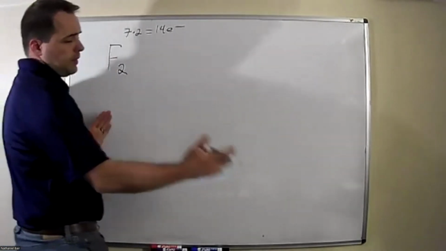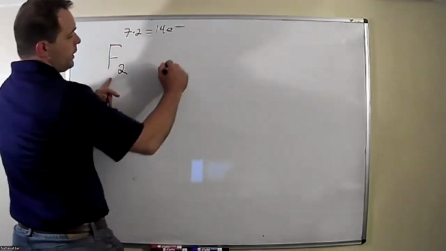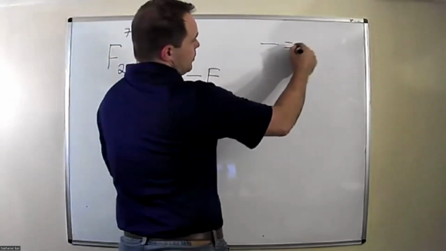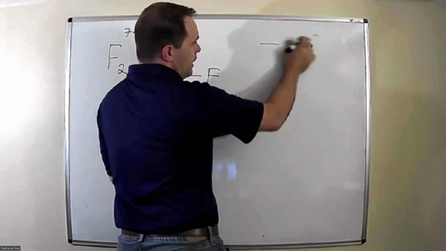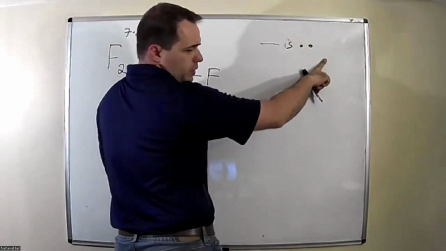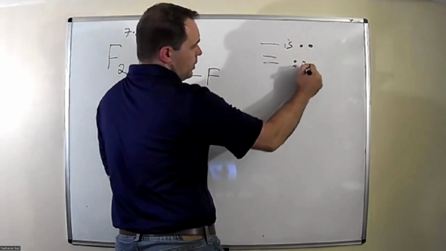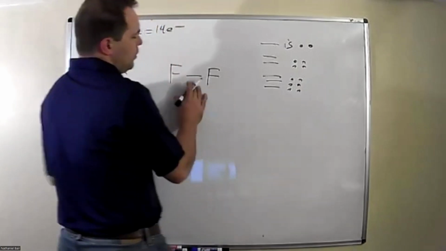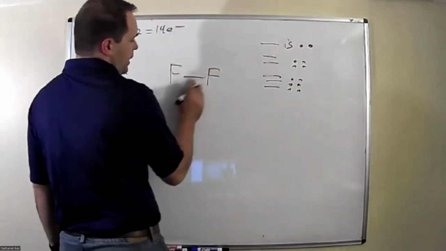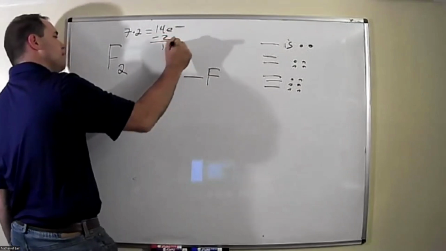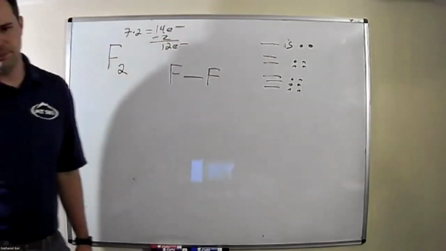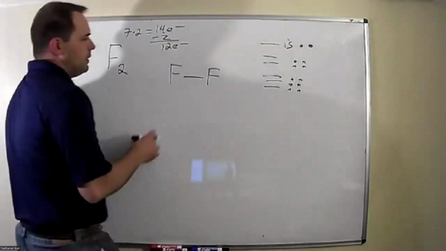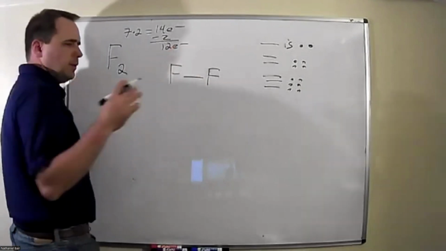The next step is to connect all the atoms with a single bond. This is easy. There are 2 fluorines, so we're just going to connect them with a bond. Now, a bond is equal to 2 electrons. A double bond would be 4 electrons. A triple bond would be 6 electrons. So when I put a bond, I just used up 2 of my 14 electrons. I've got 12 electrons left.